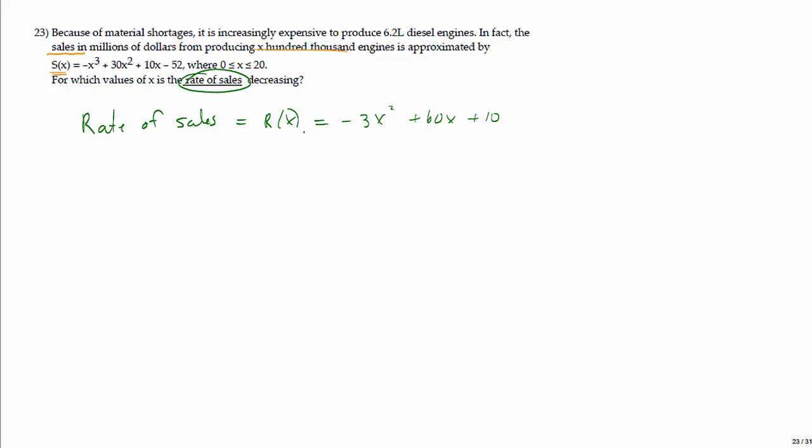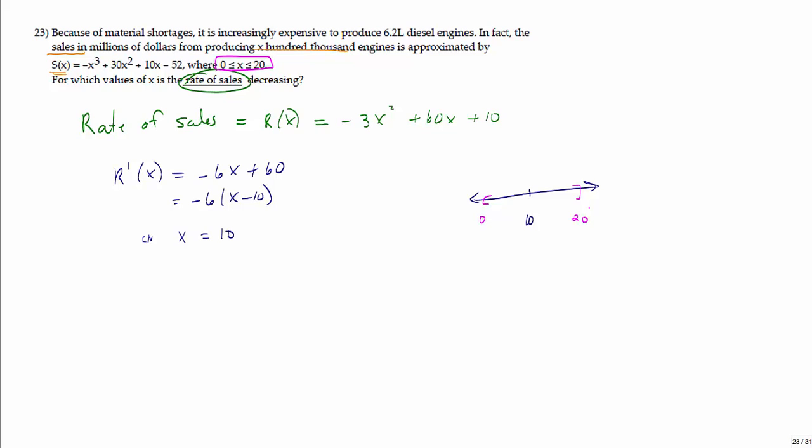Okay, so if I want to know where R of X is decreasing, I take its derivative, I do its plus and minus chart. So first derivative of my rate function, R prime of X, is equal to negative 6x plus 60. I'm going to factor out my negative 6. And so I can see that my critical number is going to be X equals 10. So I'll come over here. I will do a quick plus and minus chart for 10. One thing I want you to keep in mind, though, is we had a limited domain. We are restricting this between 0 and 20. So when I set this up, I'm going to cut it off between 0 and 20.